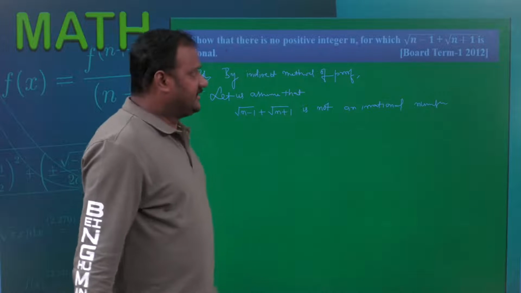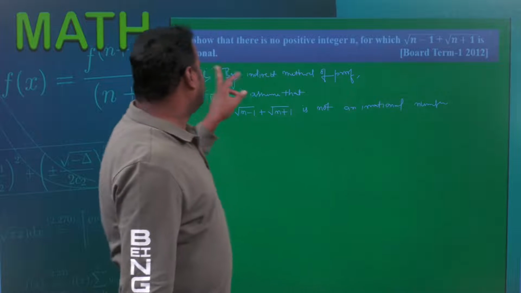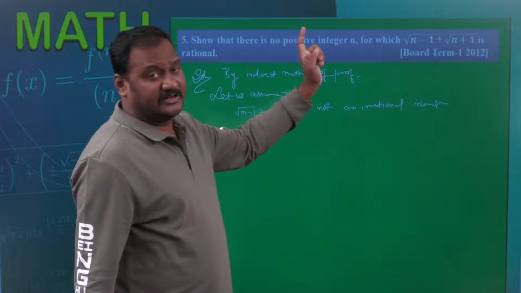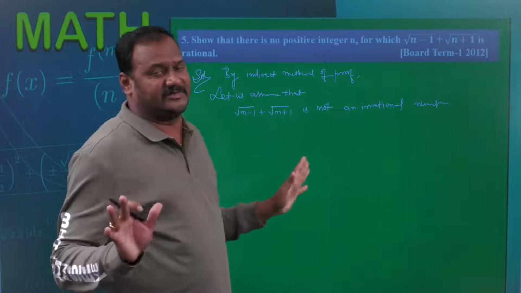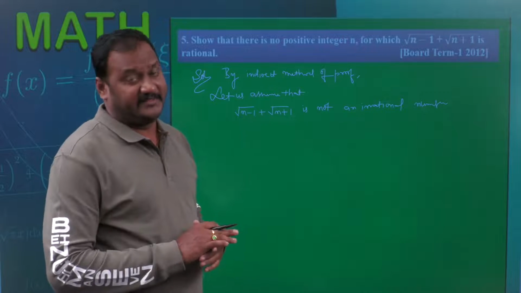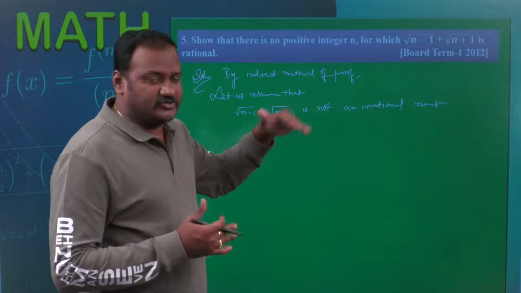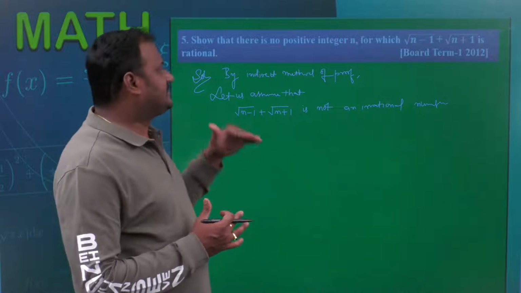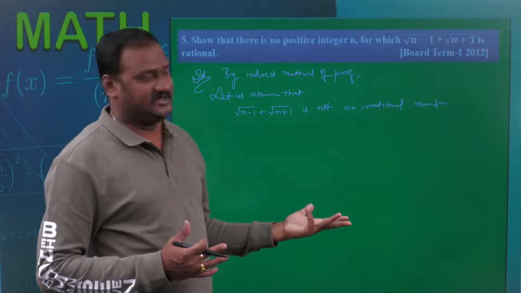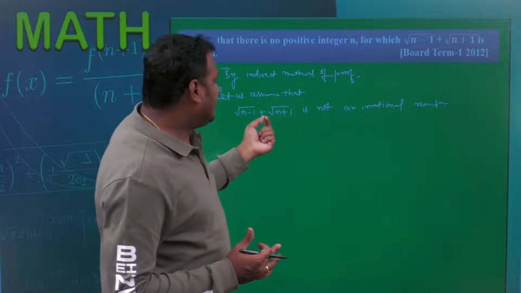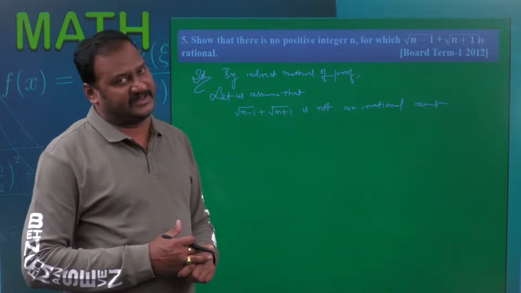Hope you understand. According to the given problem, root over n minus 1 plus root over n plus 1 is a rational number for no value of n. For no value of n means it is always an irrational number. That is the information given. That is what you will have to prove. So to prove that it is an irrational number, according to our indirect method of proof, let us assume that this number is not an irrational number. Since it is not an irrational number, it should be a rational number, right?